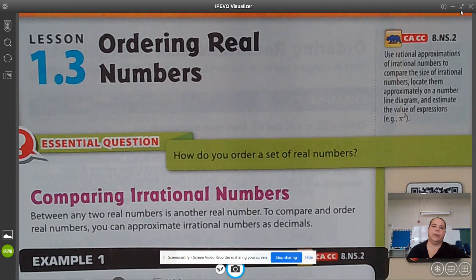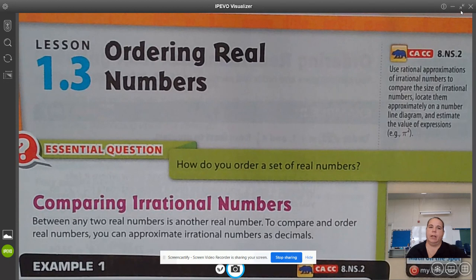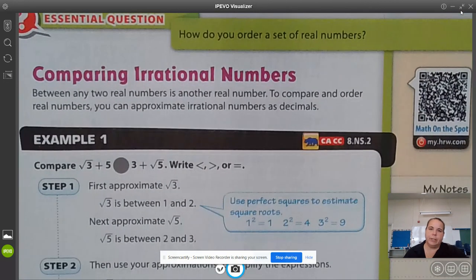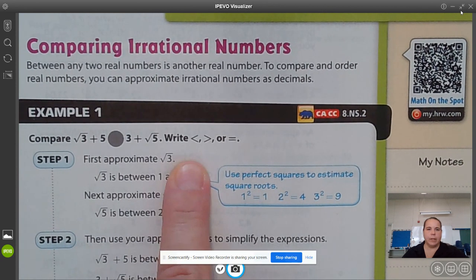Okay, so ordering real numbers. We're going to be comparing irrational numbers. That's going to be the first thing that we talk about. In order to do that, we need to think about how we were able to order irrational numbers, like how we could estimate them. So this is the example we're going to start with.